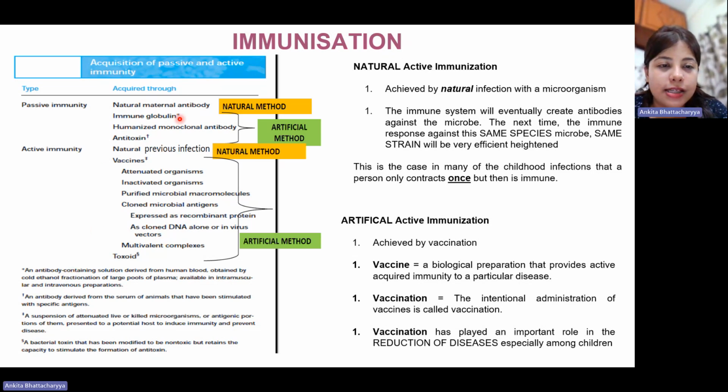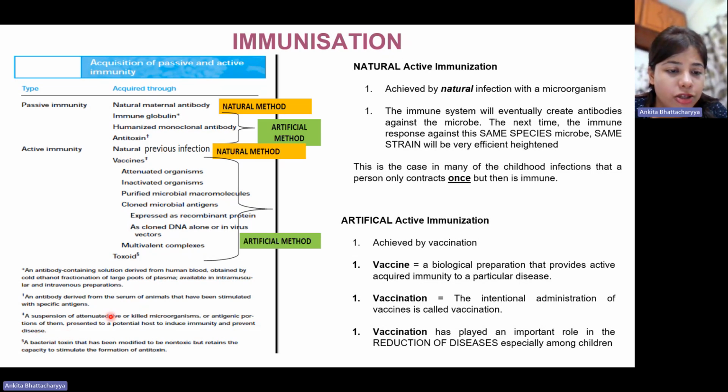You can find some references being mentioned in this case as well, that apart from the maternal antibodies, you can also get antibody-containing solution from human blood obtained by cold ethanol fractionation of large pools of plasma, available in intramuscular and intravenous preparations. Then the antibody from antitoxins: these are antibodies derived from serum of animals that have been stimulated with certain specific antigens.